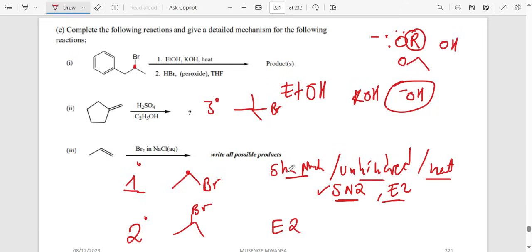When you use the same strong nucleophile, which is also unhindered, and you are also heating, but then you have changed, you are now using what? You are using a secondary substrate. The reaction is going to have the major product by E2, and then the minor product is going to be by SN2. You're also going to have a minor product.